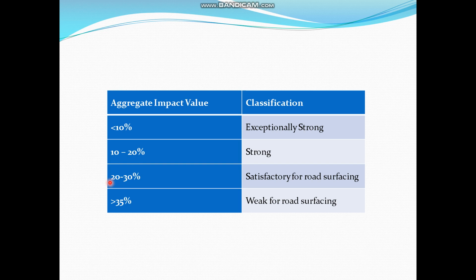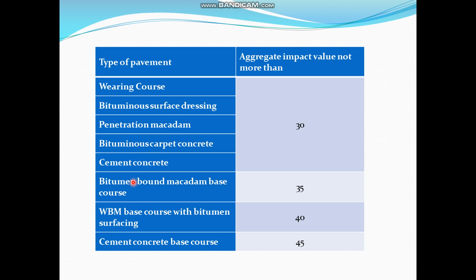Although the values that usually come during experimentation lie somewhere between 20 to 30, around 22 or 24%, we use such aggregate for placement in the pavement.